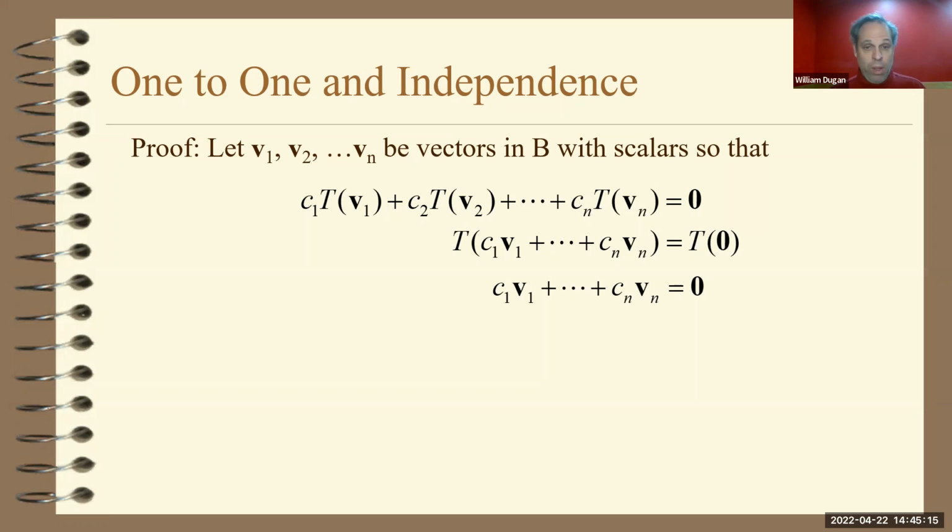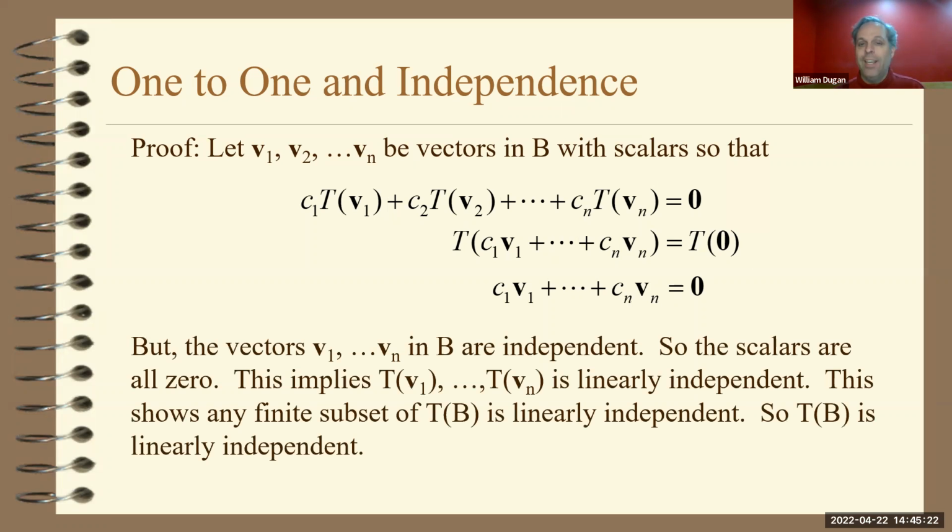But the vectors V1 through Vn are all in B, and they are assumed to be linearly independent in the vector space V, which means that the scalars have to be all 0. If the scalars are all 0, then the vectors T of V1 through T of Vn have to be linearly independent also. This shows you that if you take any finite subset of the vectors from T applied to B, you have to get a linearly independent set. So the transformation applied to the basis, those corresponding vectors have to be linearly independent also.